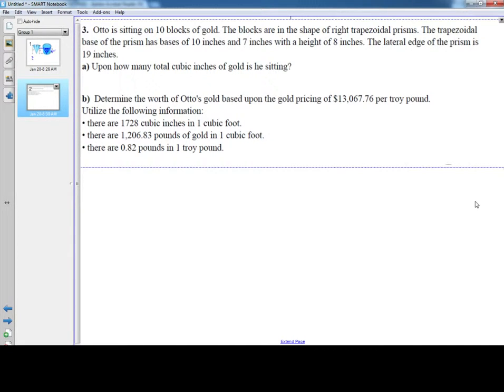Anyways, so Otto's sitting on 10 blocks of gold. The blocks are in the shape of a right trapezoidal prism. So that's what gives it away right here. Be very careful. When I first saw blocks of gold, I was thinking, like in the movies, that candy bar shape, but it's beveled on all sides. Well, not in this case, because it's a right trapezoidal prism. So even though one of the faces will look like this, it's still at right angles. They look more like those blocks of cement you see when you're driving.